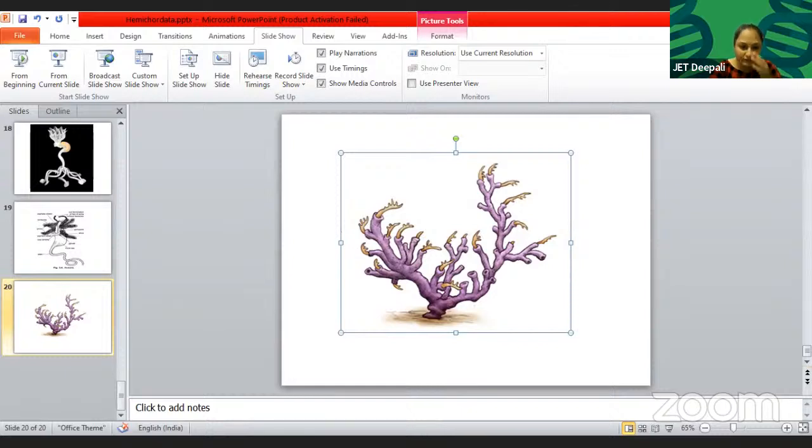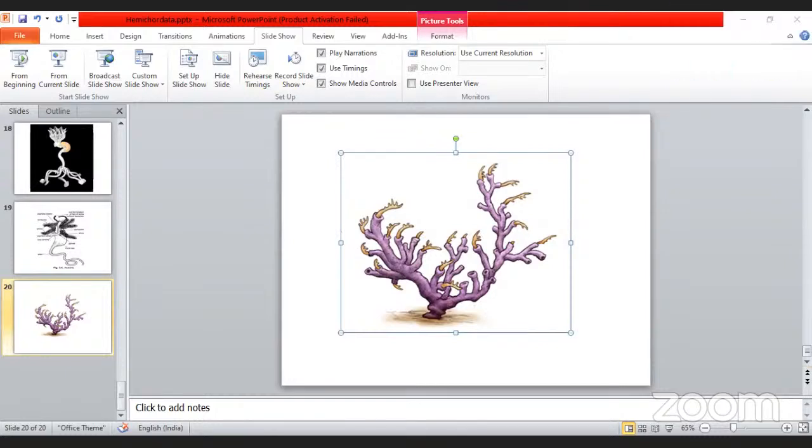You can see the diagram of Balanoglossus here. You can see the proboscis, you can see the collar, and the rest of the part is trunk.